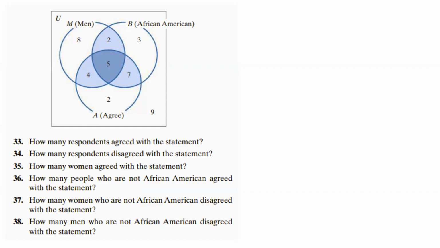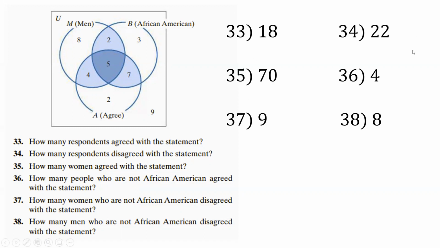The first question says, how many respondents agree with the statement? So I've put no conditions on the first question. I just want to know how many people agree. I don't really care if it's a man or a woman, if it's African American or if the person's not African American. And so that means I'm going to just add all of the things up in my A circle, which gets me, there we go, 18. 2 plus 4 plus 7 plus 5 gets me 18 people.